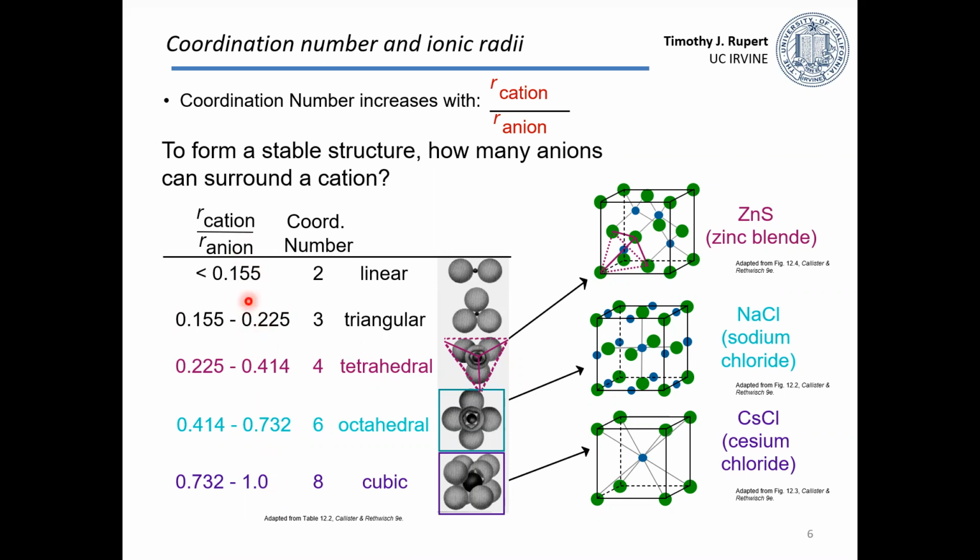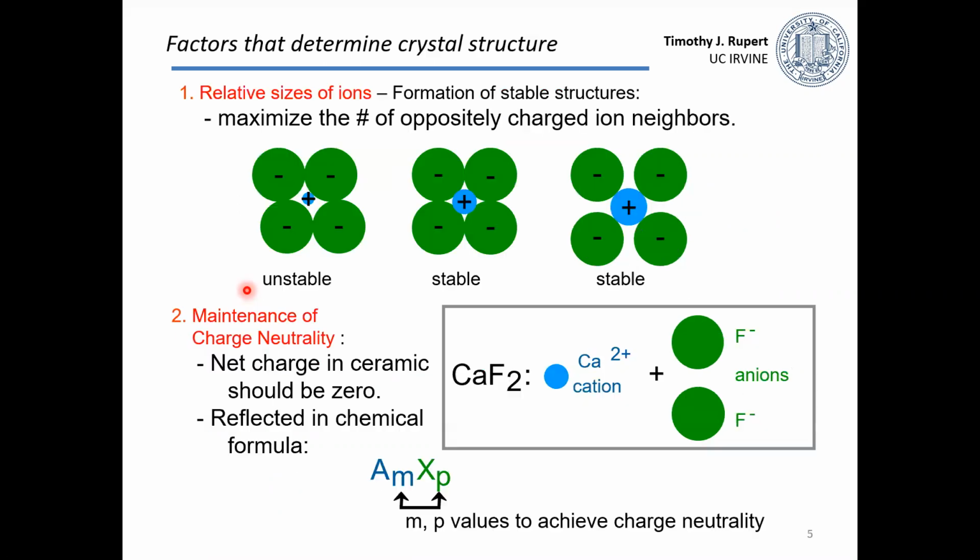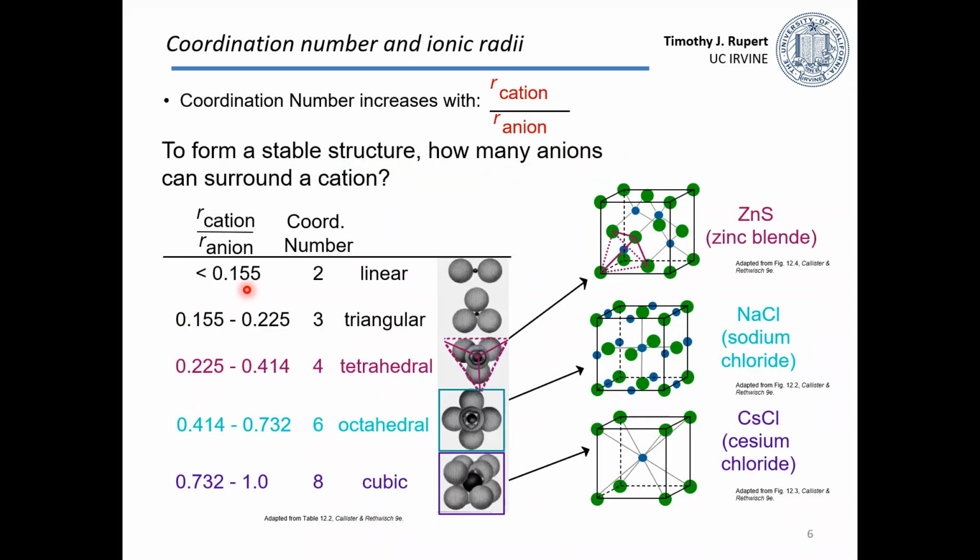Other times the anions are smaller. Sorry, the cations are smaller. I apologize. But as we go down this table, the coordination number increases, and you can also see some graphical representations of how the atoms are going to be organized, right?